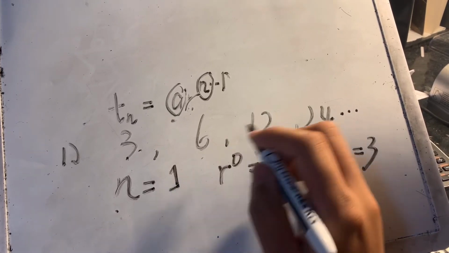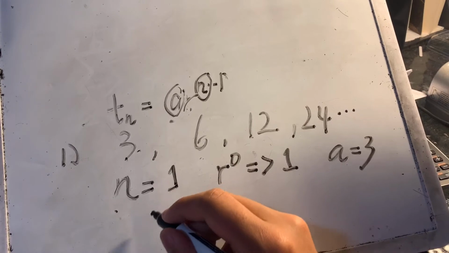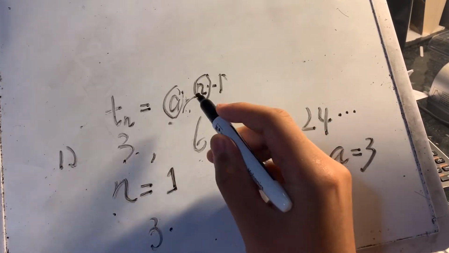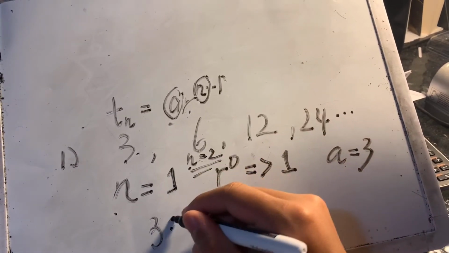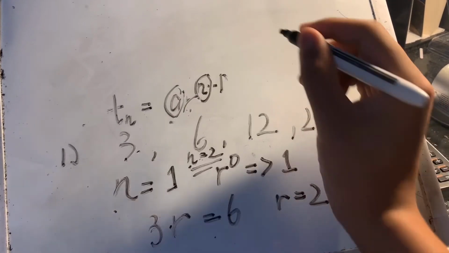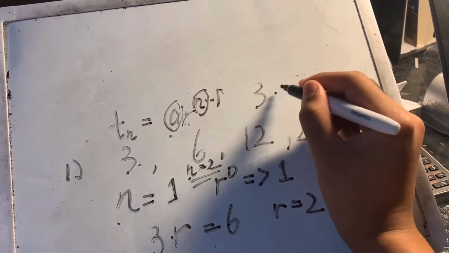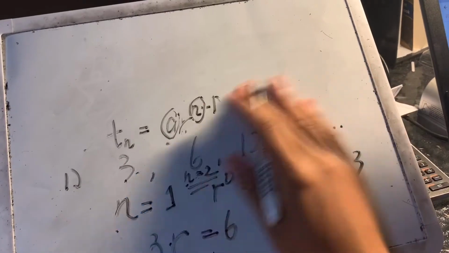Then what you are going to do is use this. You know that here n is equal to 2, which means it is the second term. So 3r is equal to 6 and r is equal to 2. So you get the entire formula: 3 times 2 to the n minus 1. So this is a geometric equation.